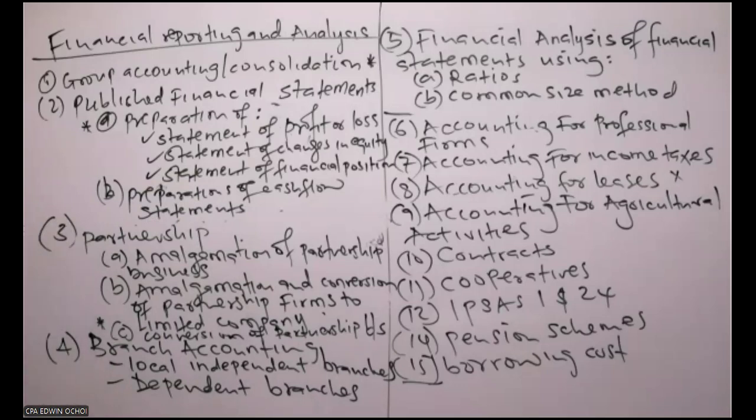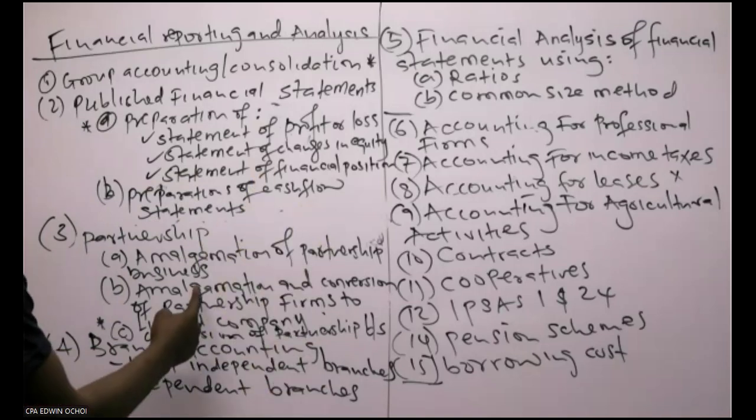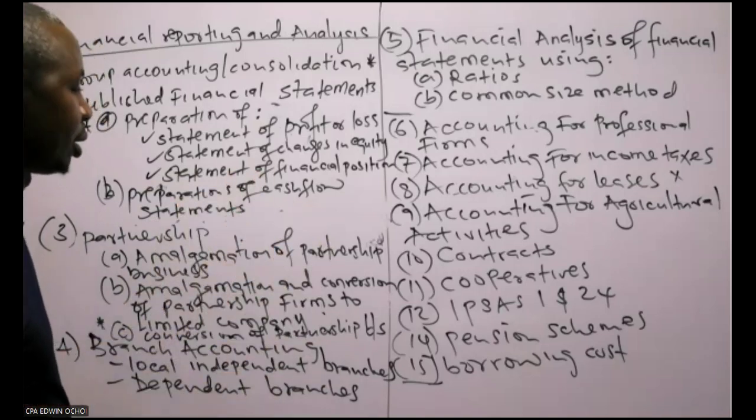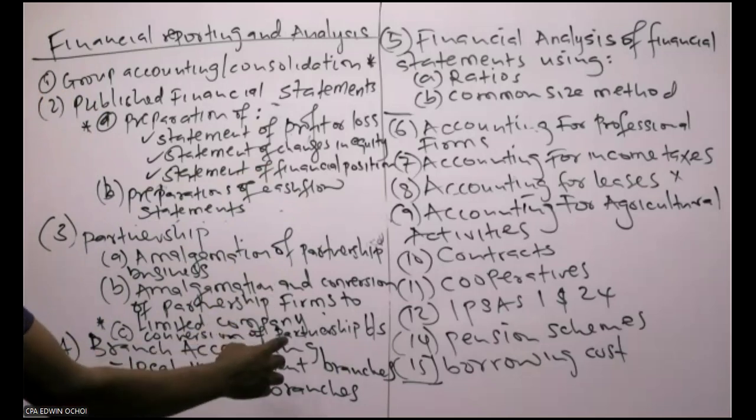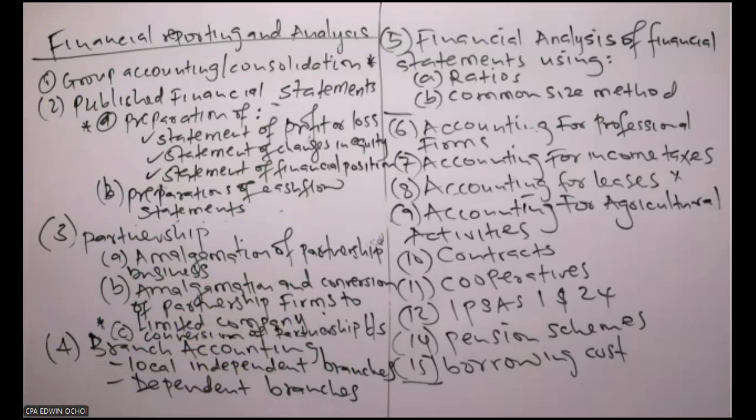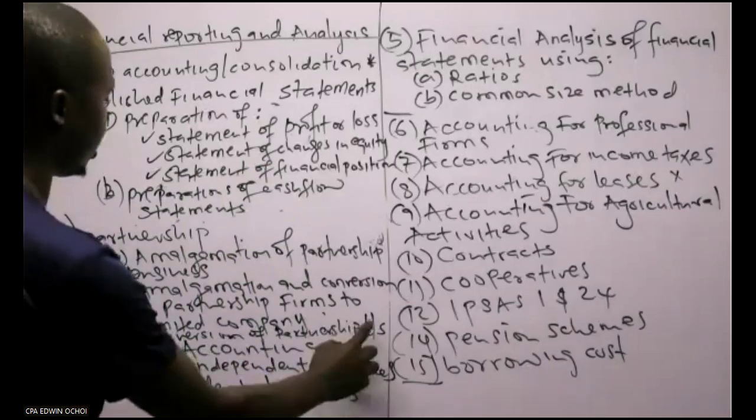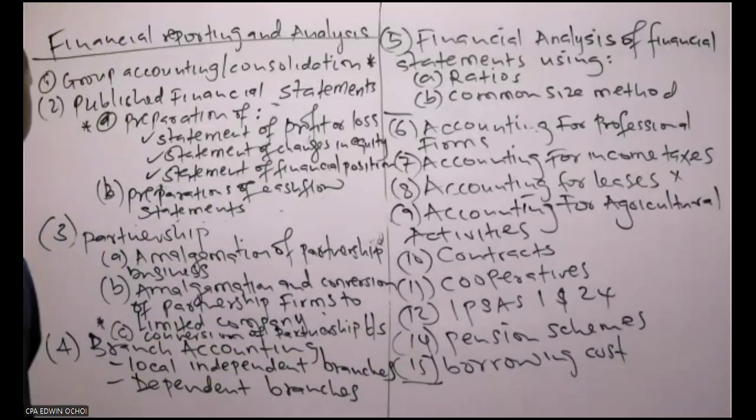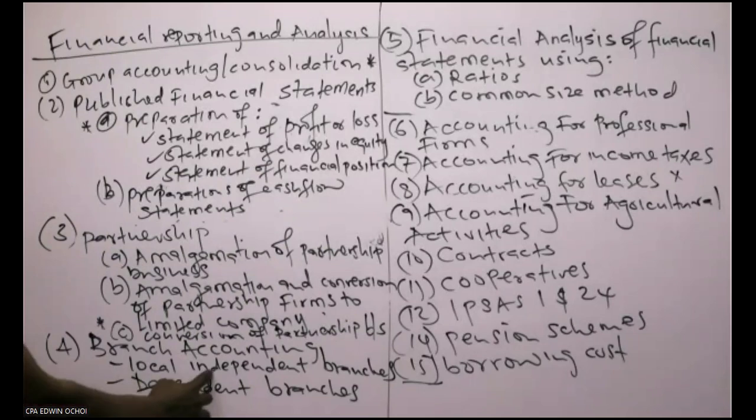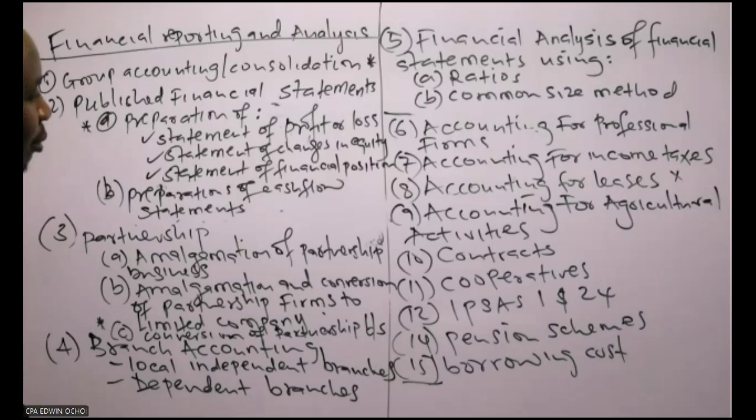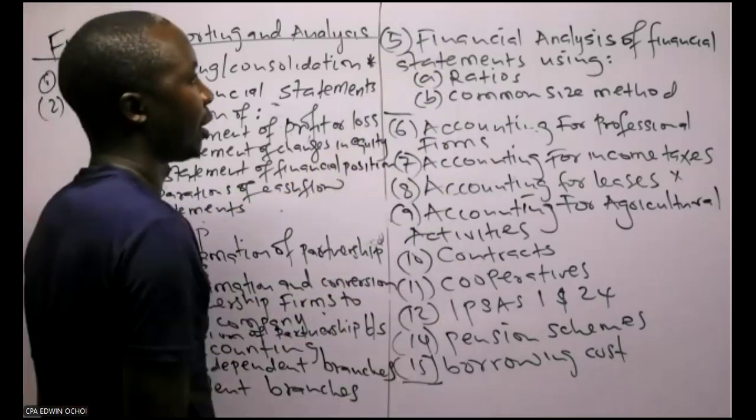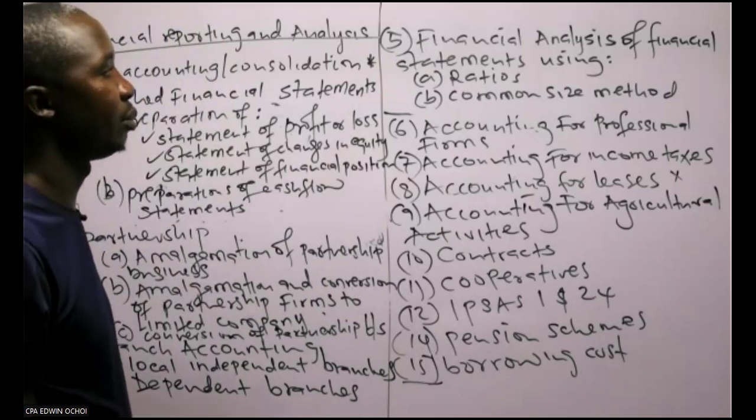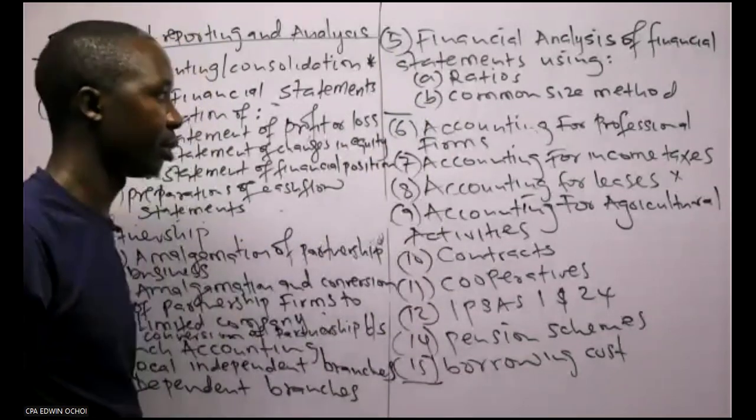We'll look at partnership, where we have amalgamation of partnership businesses. You can amalgamate two partnership businesses into one, then convert to a limited company, or you can just do conversion of a partnership business to a limited company. We'll look at branch accounting, that is local independent branches and the dependent branches. We look at financial analysis of financial statements using ratios and the common size method.